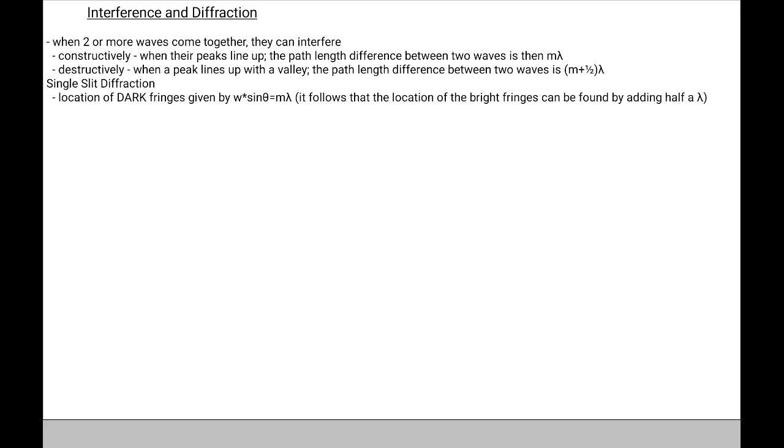So here we're summarizing things. Location of dark fringes is given by W sin theta = m lambda, and that means that the location of bright fringes can be found by adding half a wavelength.